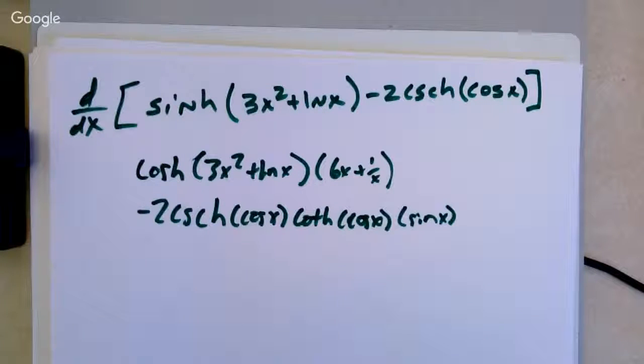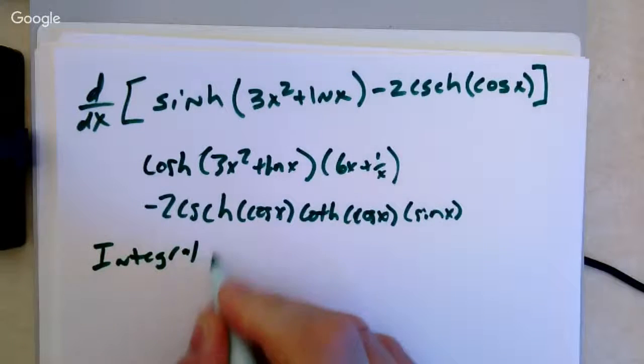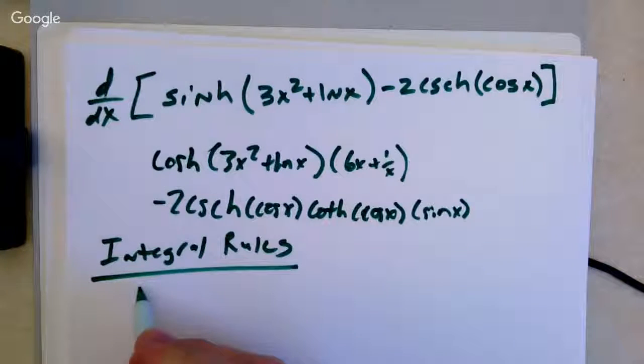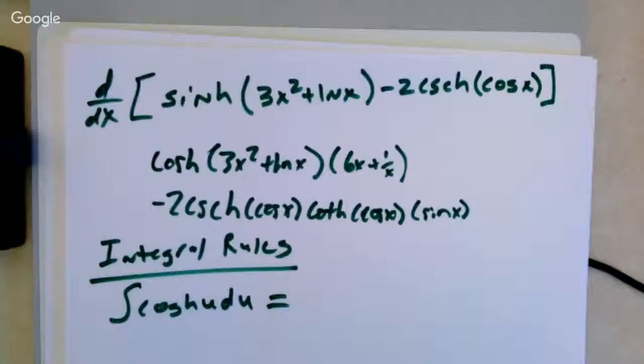All right. We might as well. Let's get the integral rules out of the way. Now, most of these you could probably get. The integral rules for hyperbolic functions. Well, let's go back. If the derivative of sine is cosine, what's the integral of cosine going to be? We'll say that again. If the derivative of sine hyperbolic is cosine hyperbolic, what's the integral of cosine hyperbolic going to be? Sine hyperbolic, right?